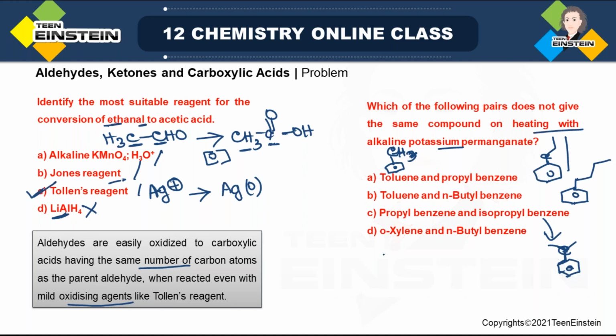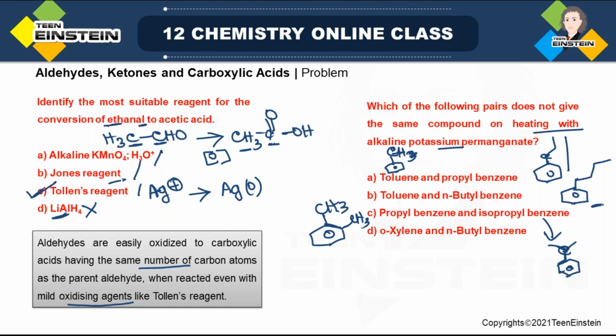And in option D, ortho-xylene. Ortho-xylene is basically 2 CH3 groups at ortho position. The common word is xylene. If it is ortho-xylene, the 2 methyl groups are at 1 and 2 positions. If it is meta-xylene, the 2 methyl groups are at 1 and 3 positions. If it is para-xylene, the 2 methyl groups are at 1 and 4 positions. And n-butyl benzene, this structure we have already drawn.